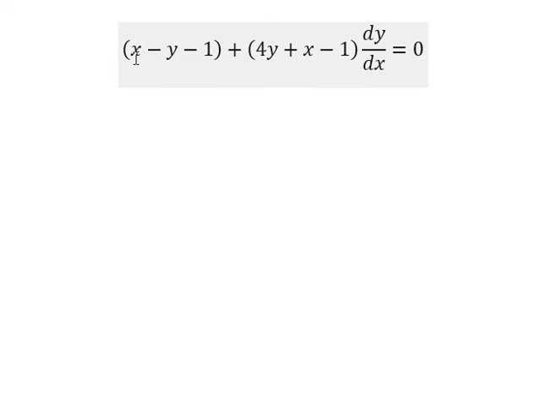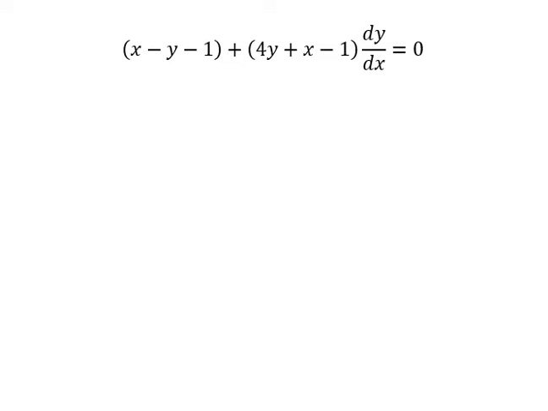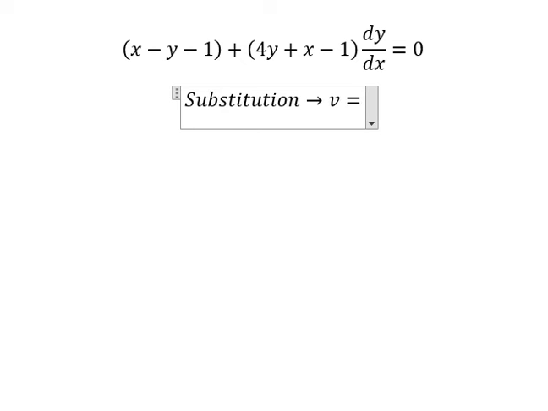We can see that s minus number 1, s minus number 1, they repeat again. So we can use substitution. So I will put v equals to s minus number 1.